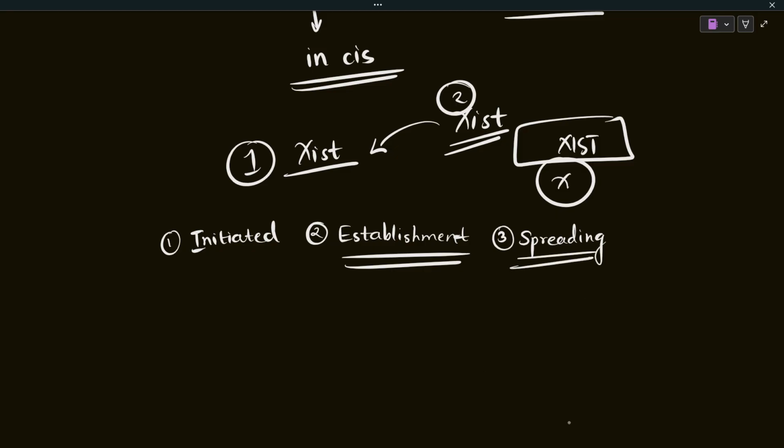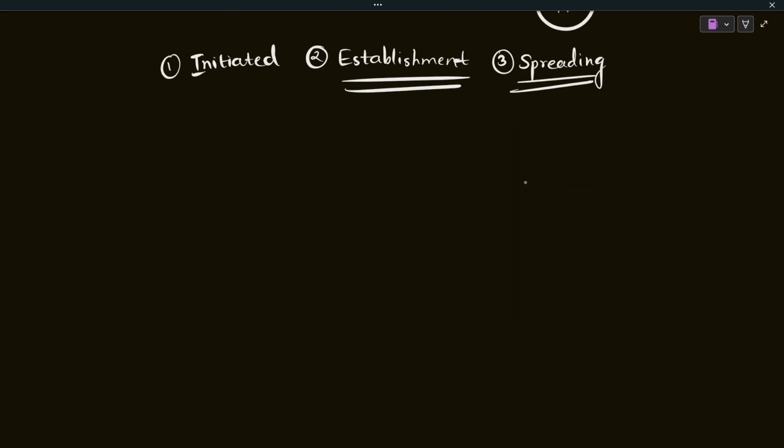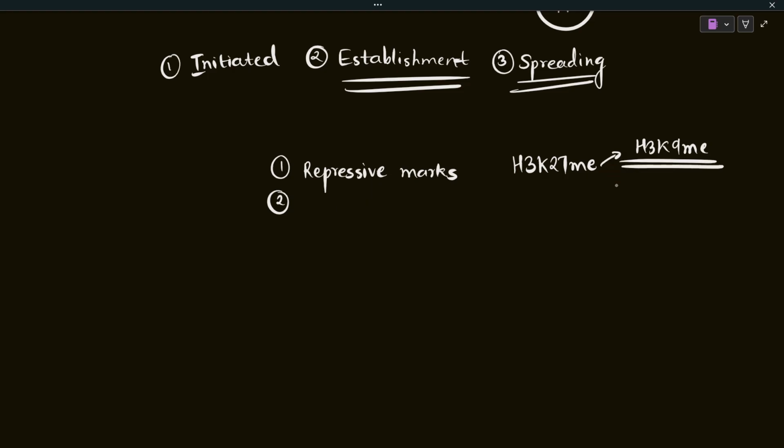Once the XIST long non-coding RNA is masking all of the X chromosome, it does two things. First, it adds repressive marks. All of the repressive marks are added due to the crosstalk between the repressive marks. For example, the PRC2 complex does the H3K27 methylation that will lead to H3K9 methylation, which is also a hallmark of heterochromatinization, because this is going to recruit HP1 protein.